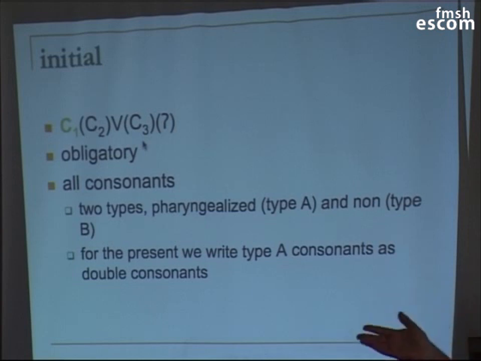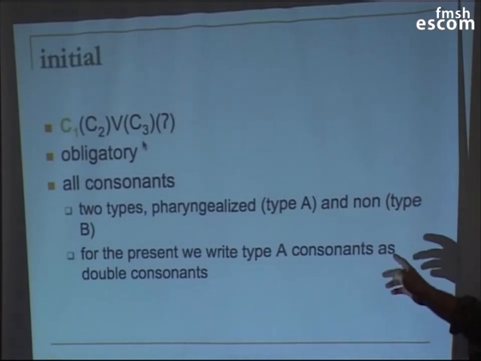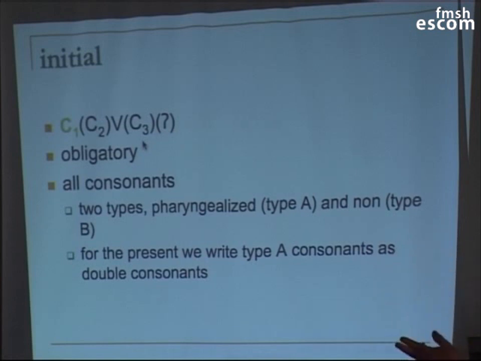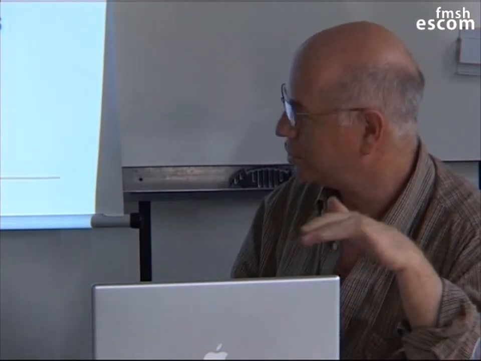All right, so how to write them, as Bill told you this morning? For the present, we write type A consonants, that is the pharyngealized ones, as double consonants. This is a way of indicating that they are marked, that they somehow are more than a non-pharyngealized consonant. But we do not exclude that in future we may simply use the International Phonetic Alphabet symbol for pharyngealized fricative, which we will put just after the initial consonant. And it's only the first letter in the spelling, the first letter that's not superscript.